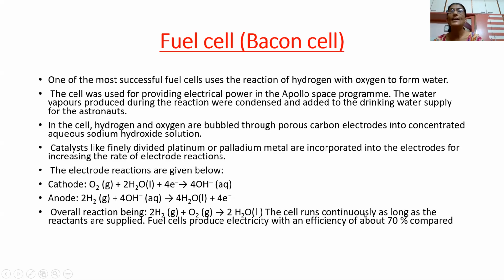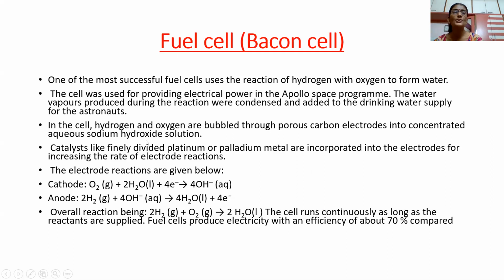Another advantage is the water produced in it. As I told you, it is a combustion of hydrogen in presence of oxygen only. So the overall reaction is H2 plus O2 gives H2O. This water obtained will be in gaseous state, and that is potable water, so it can be used for drinking purposes. So in the Apollo space program, when scientists took it, they used this water for drinking. This cell is efficient also, around 70%. As I told you, thermal power plants are only 30 to 40% efficient, while these are 70% efficient. And there is no noise pollution, there is no air pollution while using this fuel cell. These are some of the advantages of fuel cell.